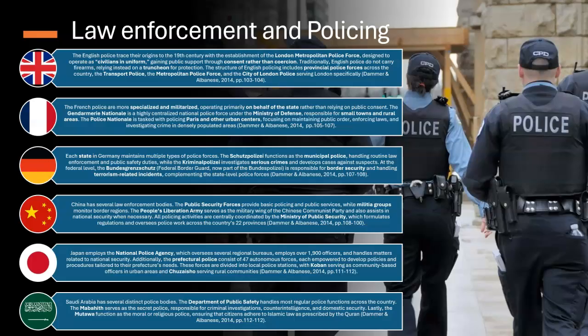United States. On the other hand, China has several law enforcement bodies, such as the Public Security Forces under the Ministry of Public Security, with the People's Liberation Army serving as the military wing of the Chinese Communist Party. Saudi Arabia also has several distinct police bodies, with the Department of Public Safety, the Secret Police, and the Religious and Moral Police also operating within the country.